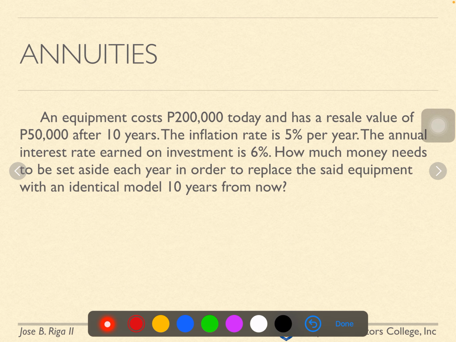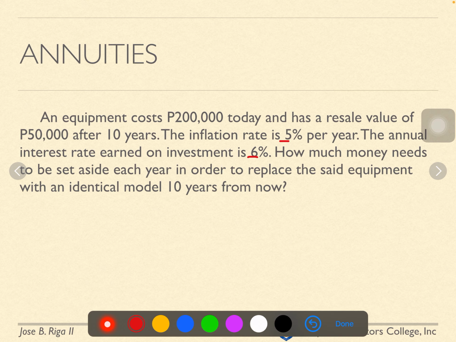Next, an equipment costs 200,000 pesos today and has a resale value of 50,000 pesos over 10 years. The inflation rate is 5%. The annual interest rate earned on investment is 6%. How much money needs to be set aside each year in order to replace the said equipment with an identical model 10 years from now? We will solve first the inflation.